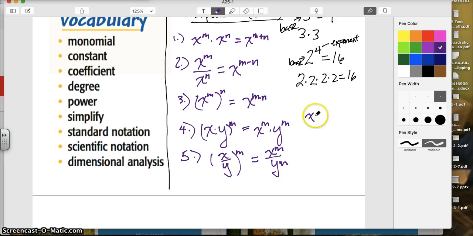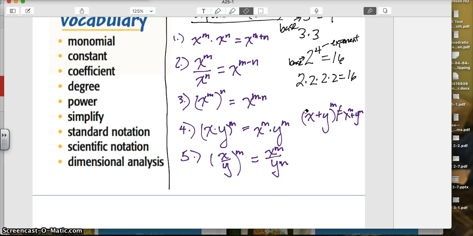One caveat, if I had x plus y to the m power, it does not equal x to the m plus y to the m. This is a whole other category of stuff to deal with. This is something that I want you to pay attention to, because a lot of students, even my upper level math students, always make this mistake. So don't do that. The only time we can raise everything in the parentheses to the m power, or whatever power is on the outside, is if all of that stuff inside is being multiplied together or divided. If we have a situation where it's being added or subtracted, it's going to require us to do something different.